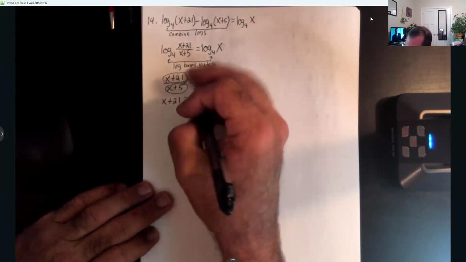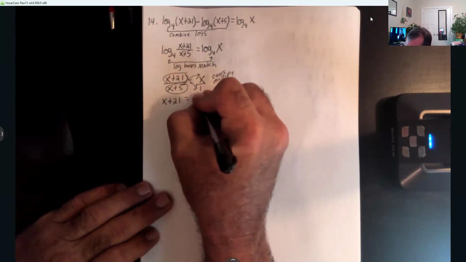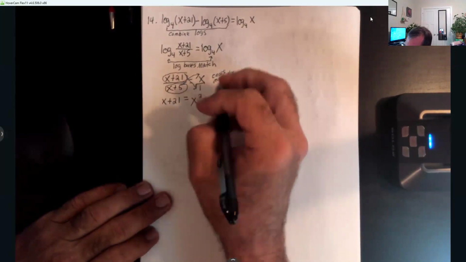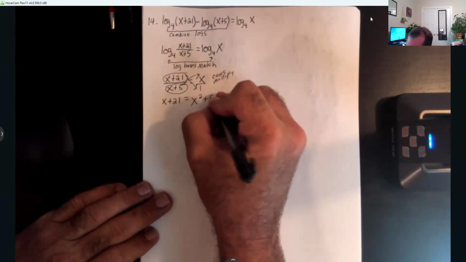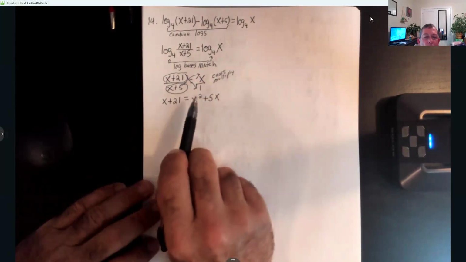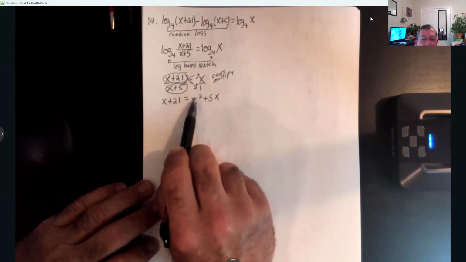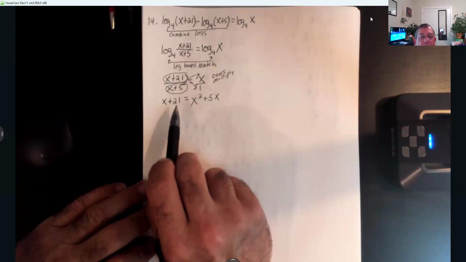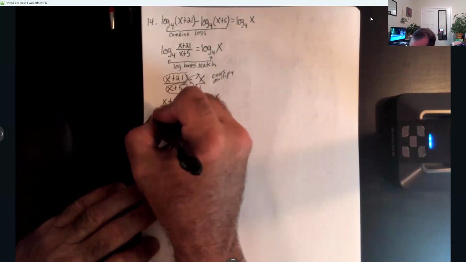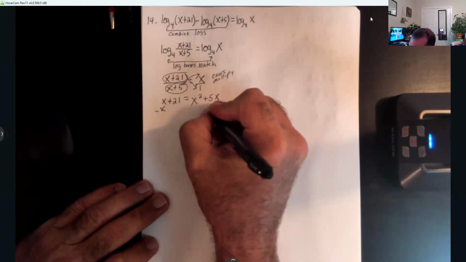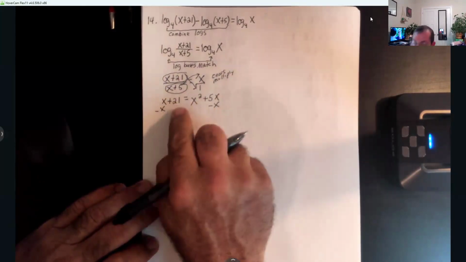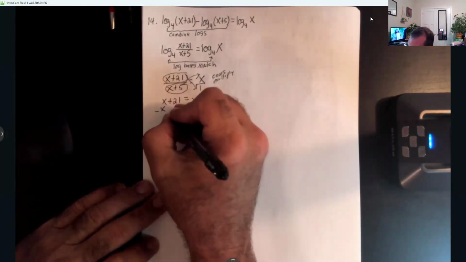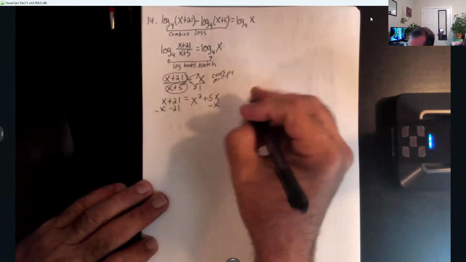So that's where you're getting that cross at. So x times x is x squared, plus 5 times x, 5x. So notice, it's quadratic again. So we need a 0 over here. So we need to move the x. We're going to subtract the x from both sides. We're going to move the 21 by subtracting 21 from both sides.